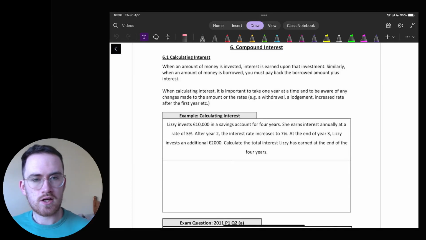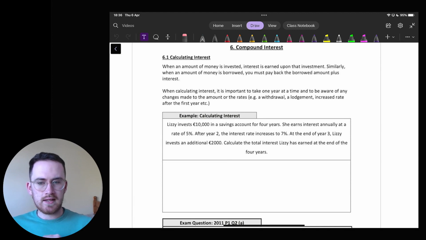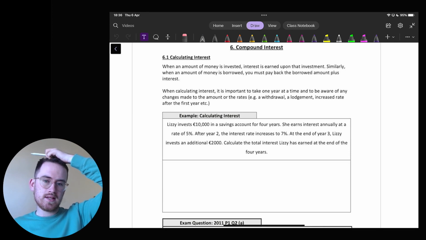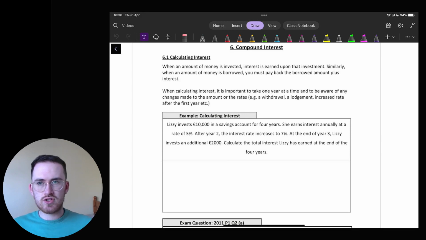So let's look at compound interest. Interest can come in different forms and depends on the question and what you're looking at. In some cases, we might be looking at the interest that's earned on a savings account. When you're putting your money into savings, you earn interest on that, so your savings are increasing.